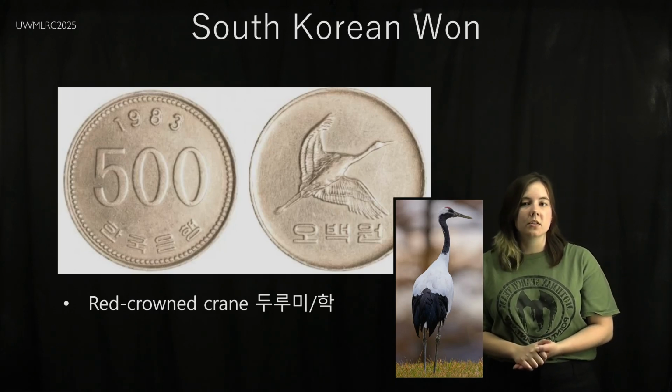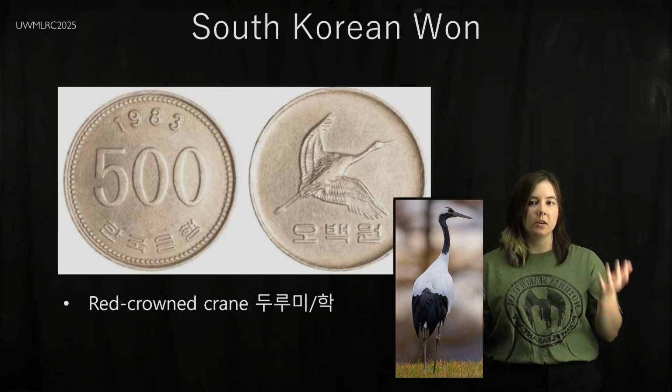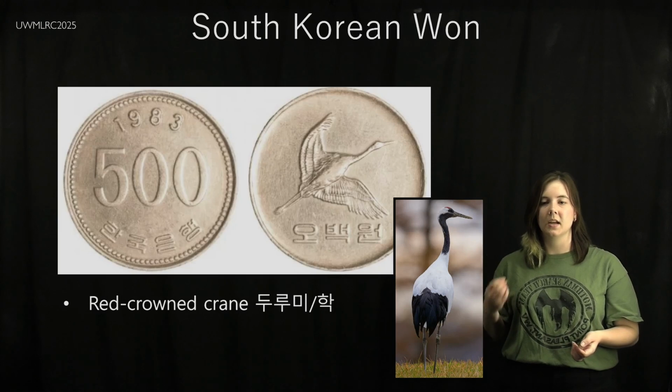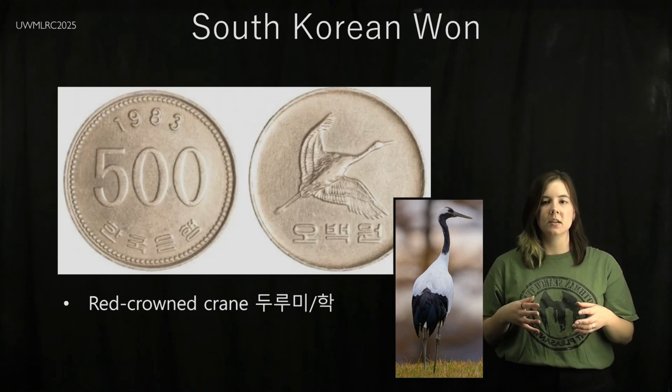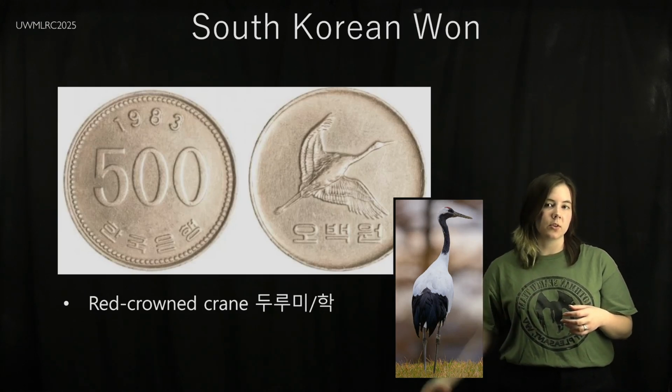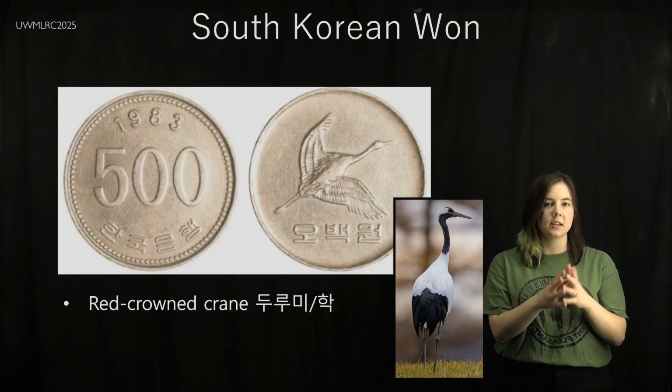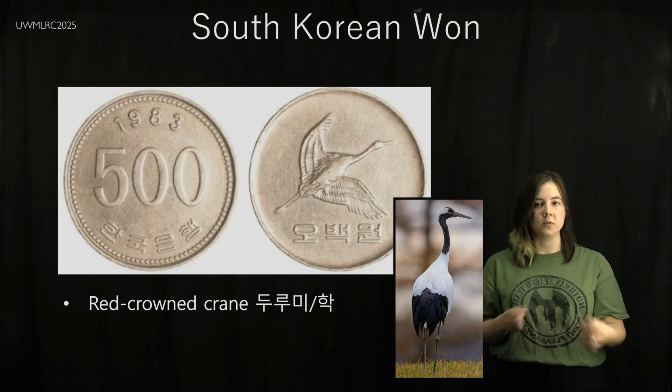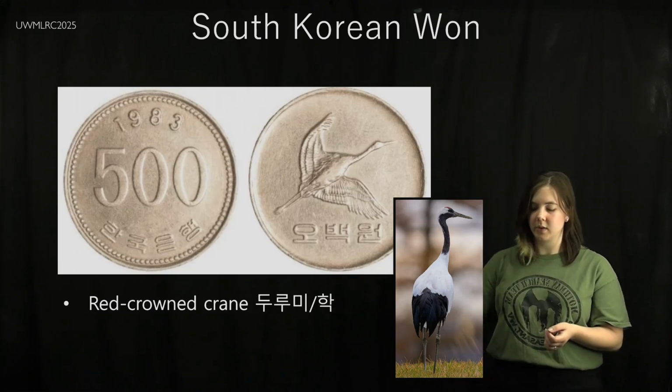The 500 won coin has a red crowned crane that looks like this. And there are two different words for crane. Durumi is the native Korean word for it, and hak is the Sino-Korean word for it. So you can use either word to refer to this crane.